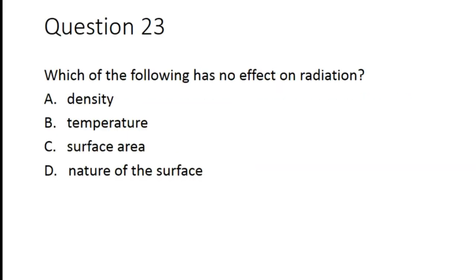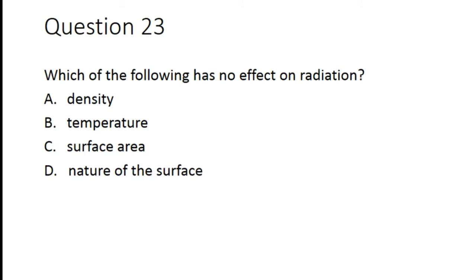Question 23. Which of the following has no effect on radiation? A. Density has no effect on radiation. B. Temperature. C. Surface area. D. Nature of the surface. The correct option here is density.